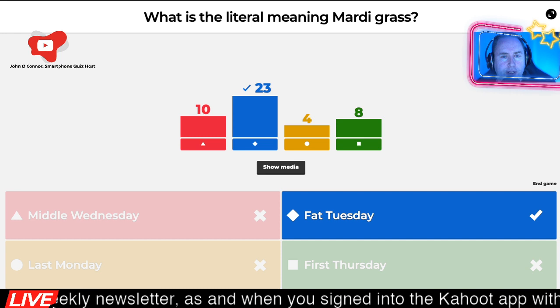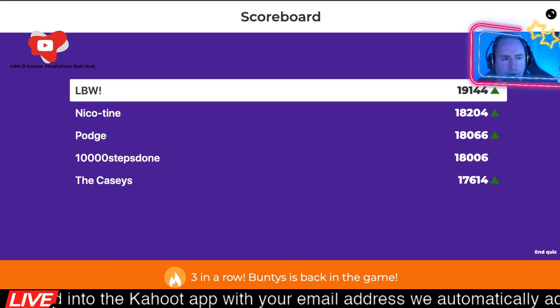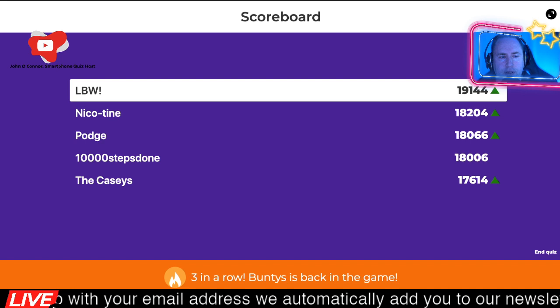Okay, that's made a bit of difference there. Four teams moving up positions in the top five. LBW now in the lead. Nicotine second, Podge third, and the Casey's just popped up into fifth place. Here is the next question.